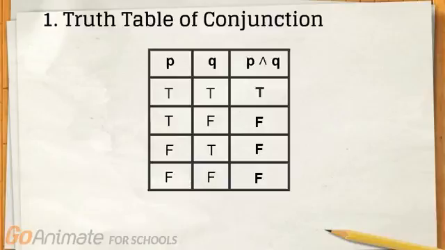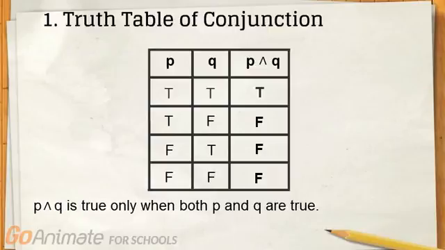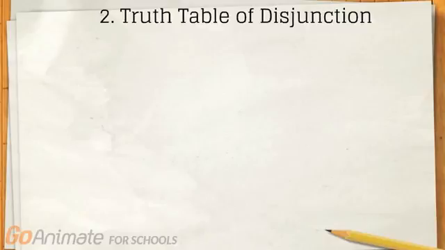As you can see, we have one special case for conjunction that can be highlighted. It is when both variables P, Q are true. Next is the truth table of disjunction, which is given by the following table.